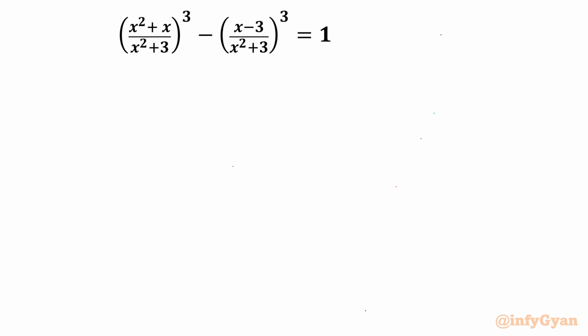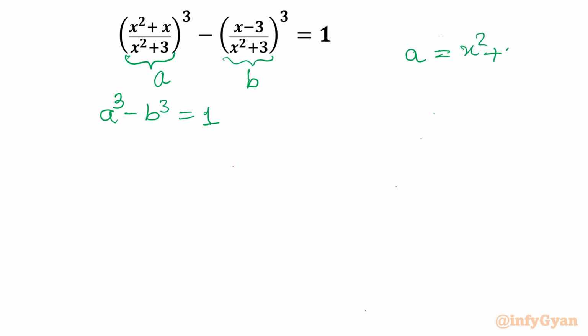So let's get started. I will consider this bracket as a, and the second bracket I will consider b. So this equation converts into a³ − b³ = 1. Now let's write a and b separately. a is (x² + x)/(x² + 3), and b is (x − 3)/(x² + 3).